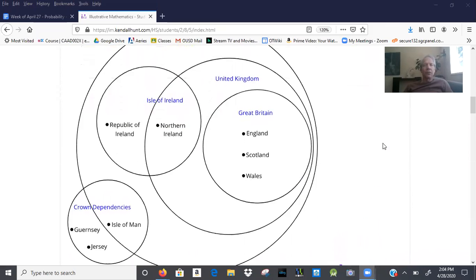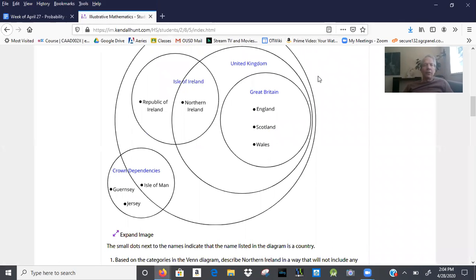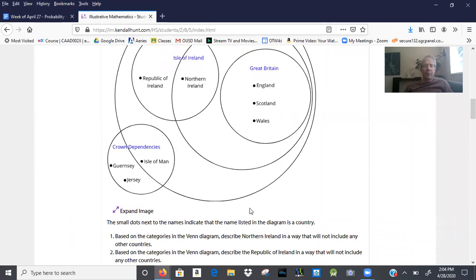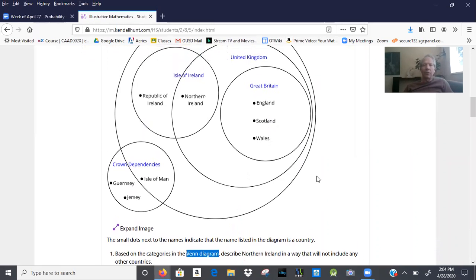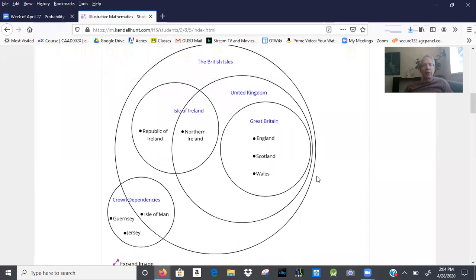I like pointing out this. Let me shrink this down a little bit more. This is a really interesting Venn diagram. Once again, the name of these things with these circles is Venn diagrams, V-E-N-N. Basically, it's circles which have categories of things in there. One of the things I like about this particular picture is Great Britain here is what's called a subset of the United Kingdom. Everything that's in Great Britain is definitely in the United Kingdom, whereas part of the Isle of Ireland, Northern Ireland, is in the United Kingdom, whereas the Republic of Ireland is not. So this is an interesting way to relate relationships.